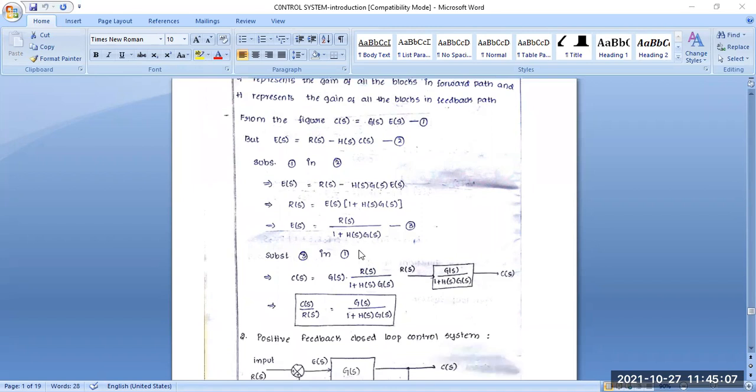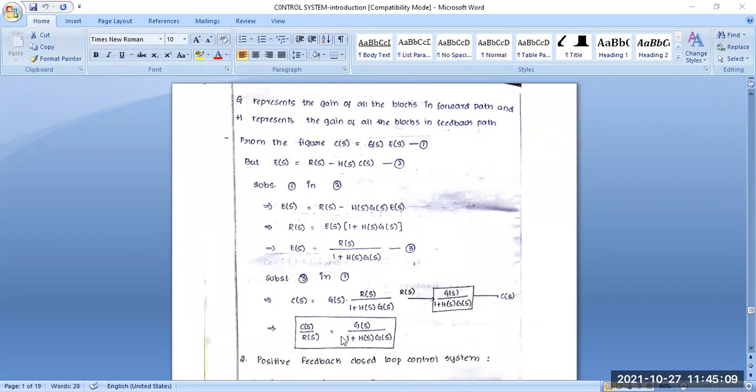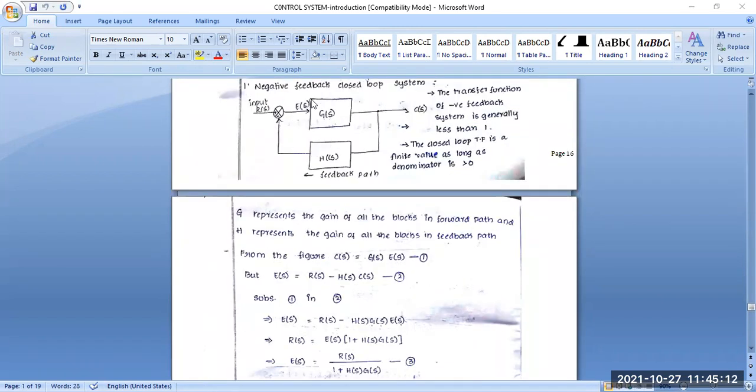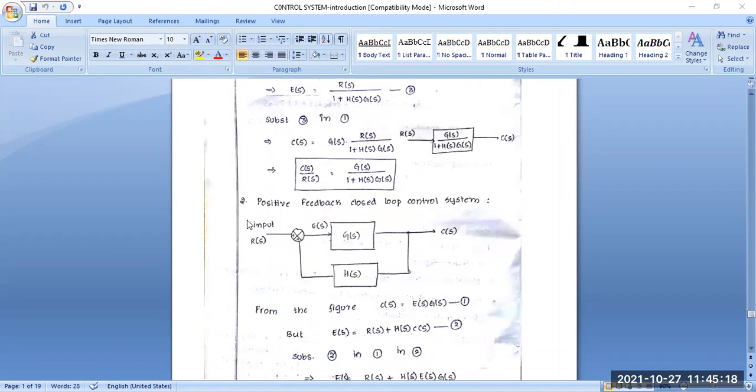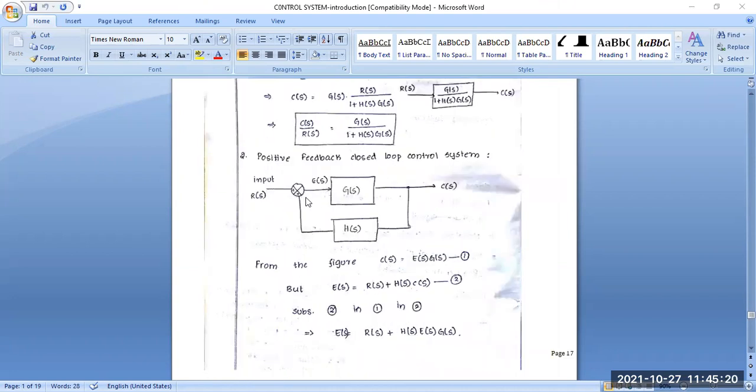Okay, so we can go next. Another one is the positive feedback. So far we have considered the negative feedback closed loop system. Now we have to consider the positive feedback. Here you can see this is basically the positive sign. This is the positive sign.